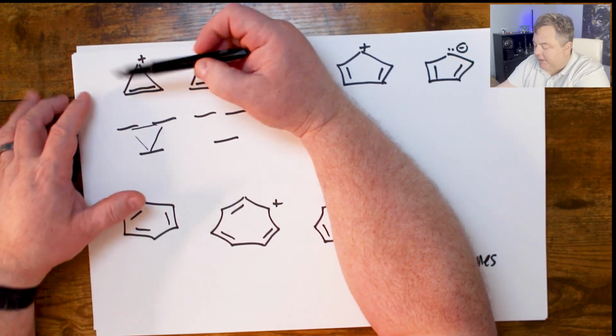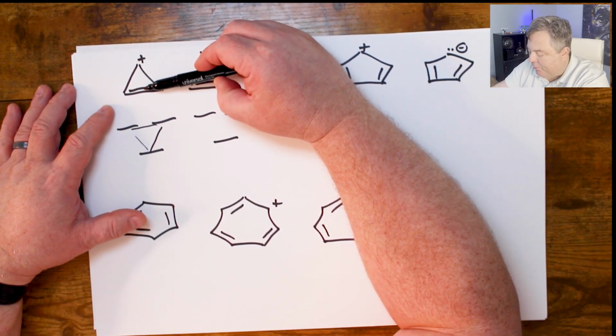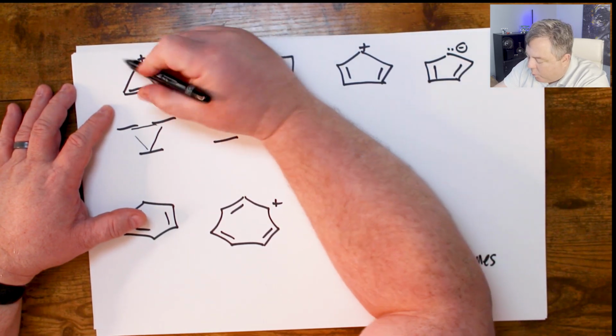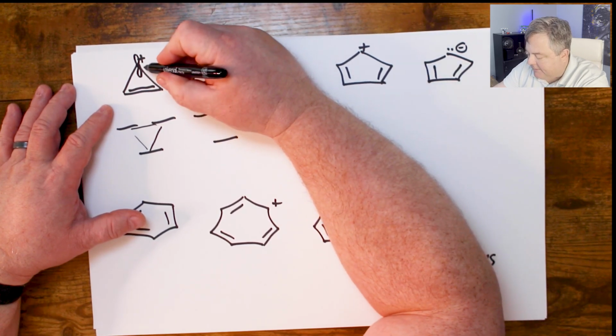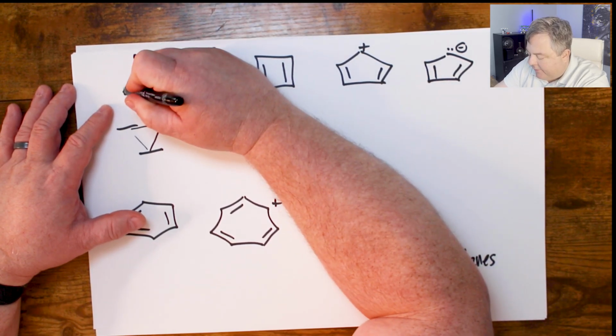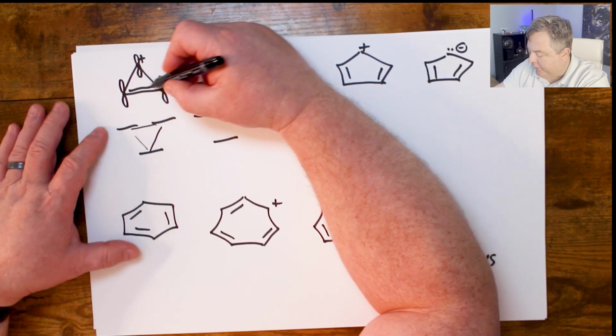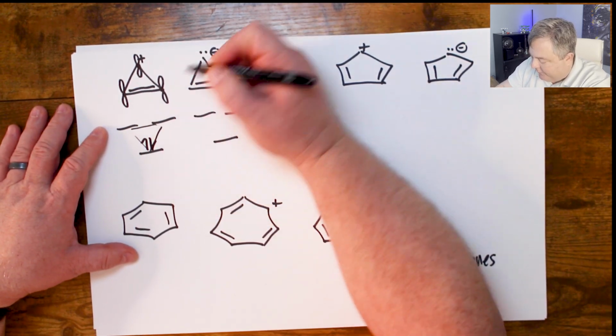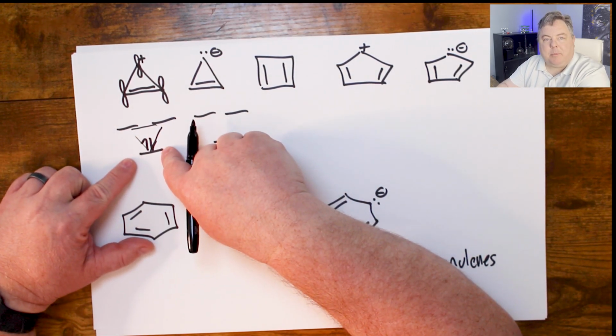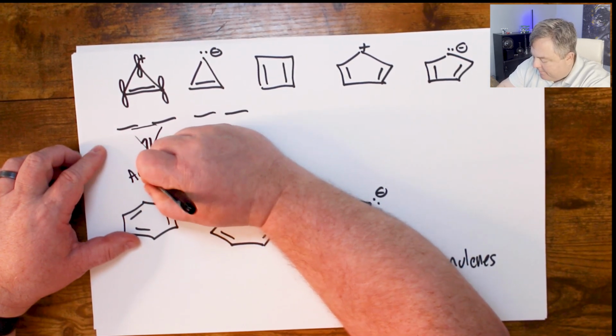So we count the electrons. In this, there are 2 pi electrons. So there's 1 empty p orbital for that positive carbocation, and there's 1 electron for each of these p orbitals to make that double bond. So there are 2 electrons. I fill them in, 1, 2, and they're all paired up. This would be aromatic.